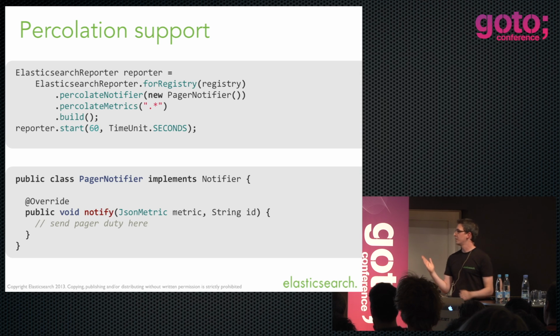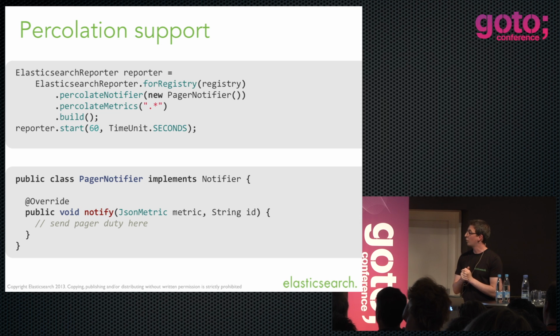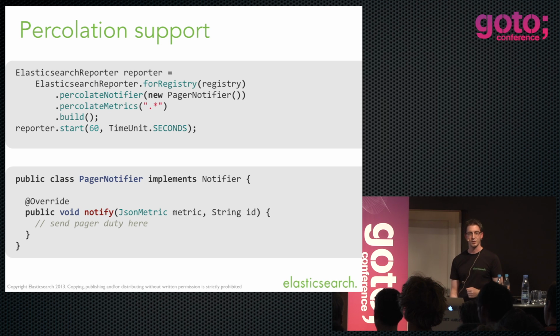So this is how you basically create percolation support for it. You have an Elasticsearch reporter, which basically runs every 60 seconds to report its data to Elasticsearch. You register a notifier, like a pager notifier in this case, and you apply the names of the metrics, in this case every metric the percolation should run against. You have to register it. And then you implement your pager notifier class and whatever should happen there. Most likely you want to trigger a call or a RabbitMQ message, which then gets forwarded to another application, which takes some sort of action.